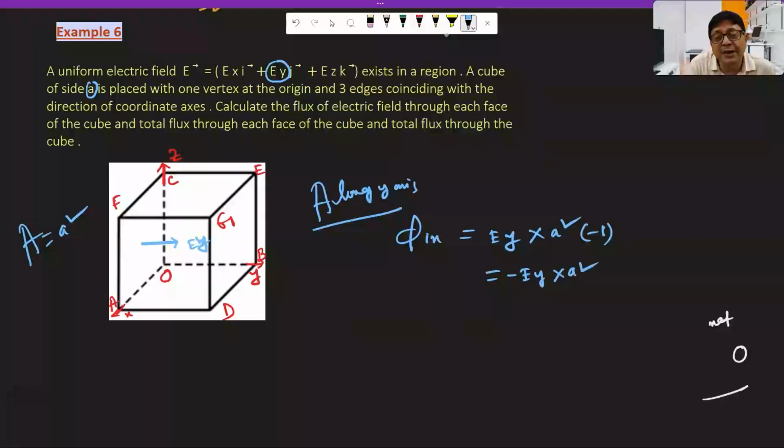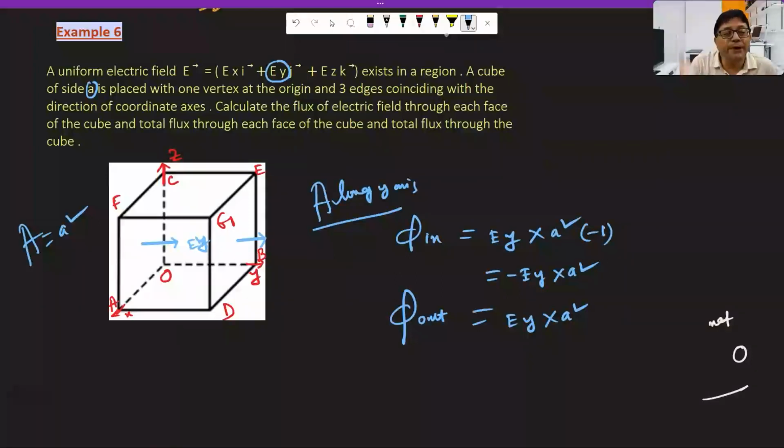Minus EY A square. Phi out means through which surface? DBEG. This is EY into A square plus 1. This is outward. Outward flux is positive. Okay? So this is plus.